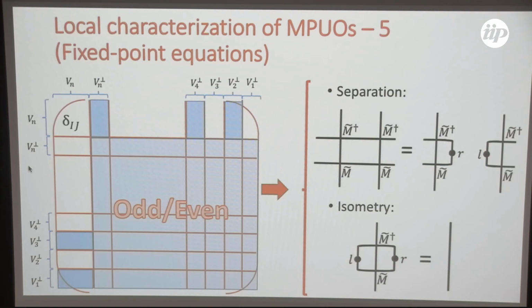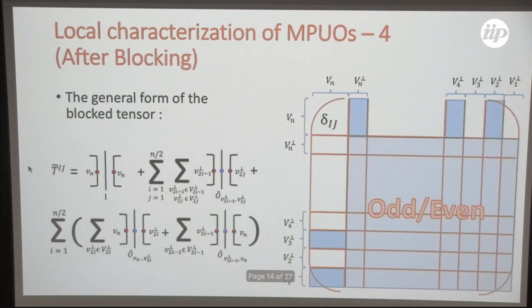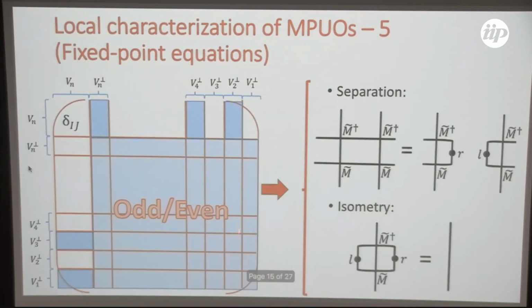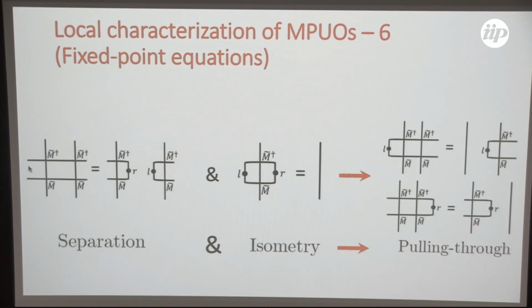Okay, so assuming unitarity for matrix product unitary, for MPOs, we get these fixed point conditions. These are the conditions that they have to satisfy after blocking.